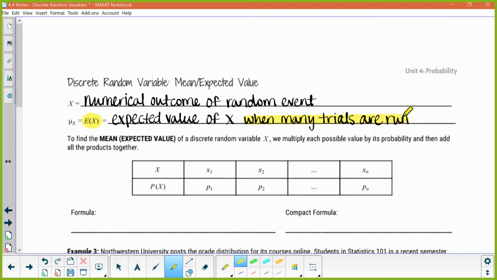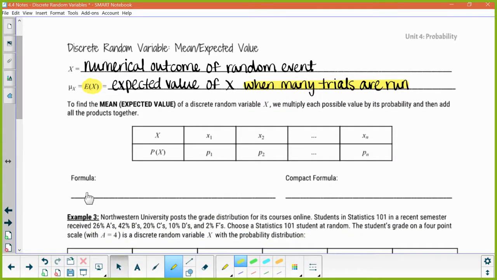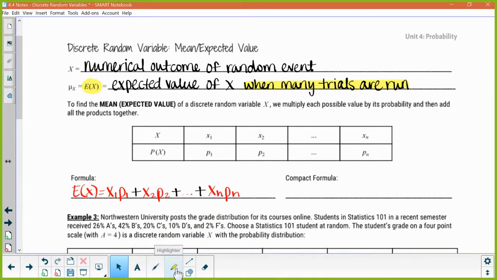So to find the mean expected value of a discrete random variable X, we multiply each value by its probability and add all of the products together. So we have a formula for this. I'm going to take all of my x's, all of my possible outcomes. So I have x1, x2, up to xn, depending on how big I get. And I'm going to multiply that times the probability. So I do x1 times p1, x2 times p2, xn times pn, and then I add all of these values together, and that's going to give me my mean, or my expected value.